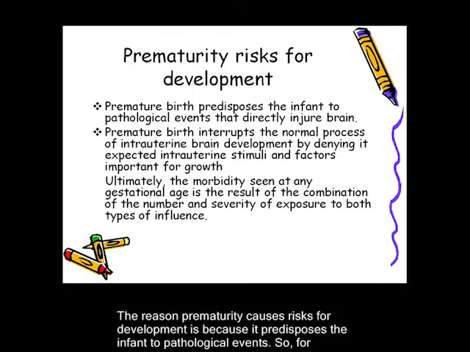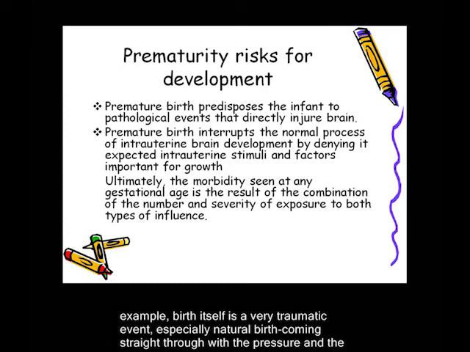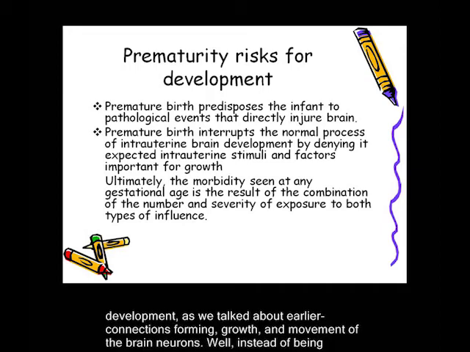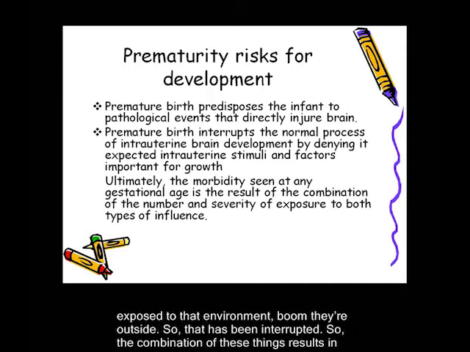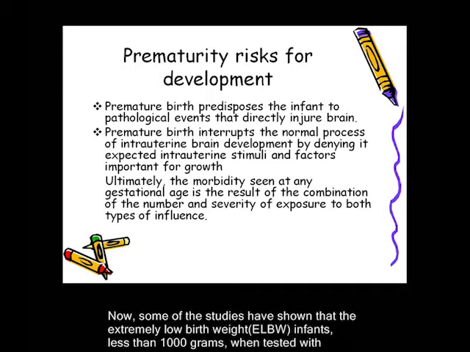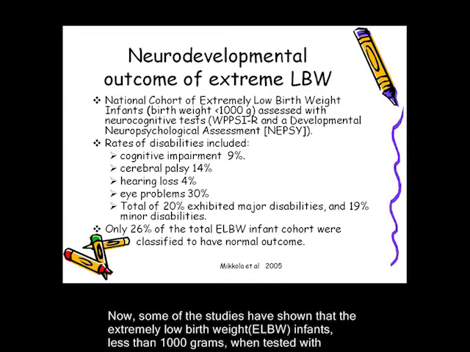And the reason why prematurity causes risk for development is because it predisposes the infant to pathological events. So, for example, birth itself is a very traumatic event, especially natural birth, coming straight through with the pressure and the movement. And you can imagine here's a very pliable, soft brain being subjected to these stressors. Also, normal intrauterine brain development, as we had talked about earlier, connections forming, growth, movement of the brain neurons. Well, instead of being exposed to that environment, boom, they're outside. So that has been interrupted. And so the combination of these things results in severe exposure to both types of influence, the physical as well as the developmental interruption, that can cause greater morbidity.